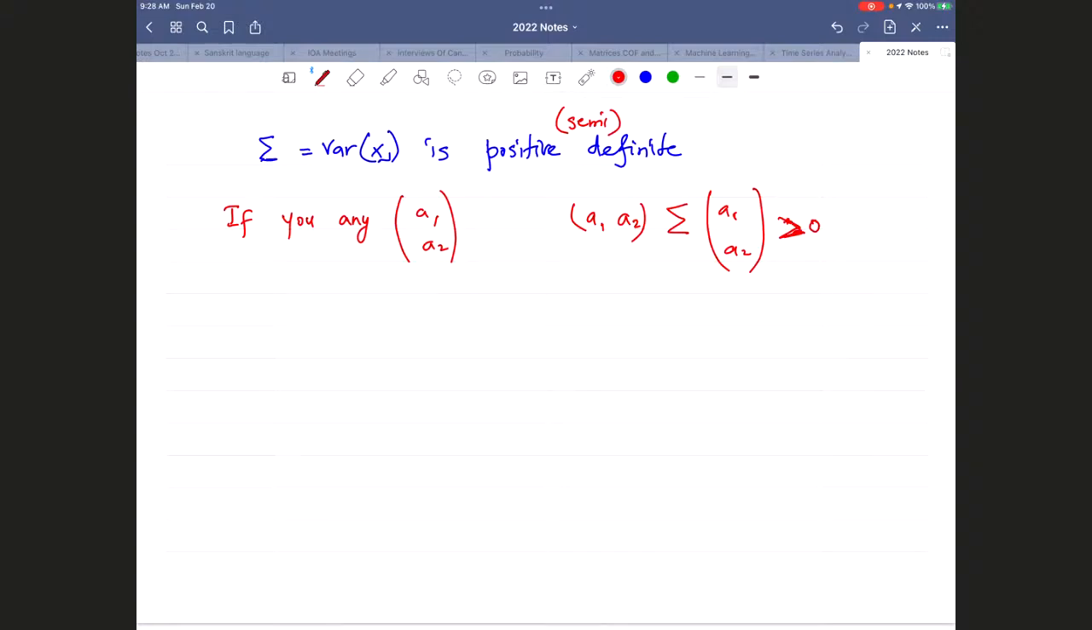But, in advanced concepts, what we are saying is that all the eigenvalues of sigma are positive. That's what it means. Okay? So far, so good? This is the same thing.